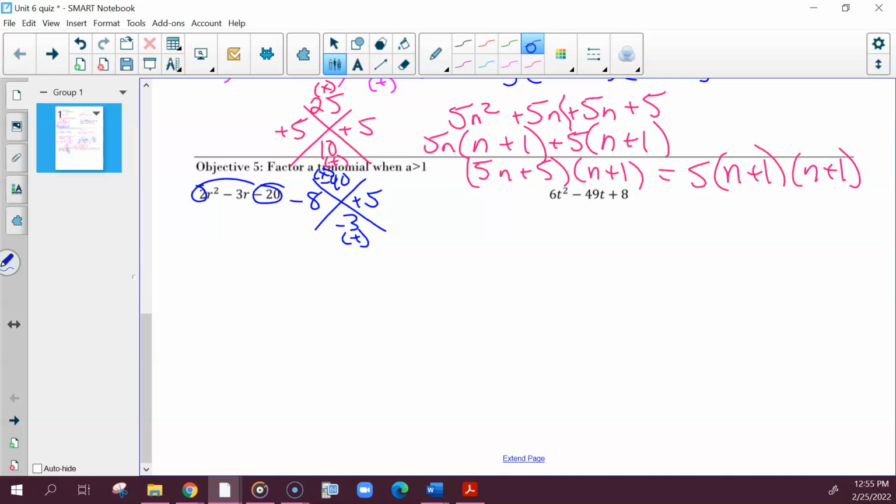So once we have those two numbers, first term stays the same, 2r squared. Take the two numbers you just found, put them in the middle. So minus 8, make sure it has a variable, r, plus 5 with an r, and then your last term, minus 20. Let's say you knew which one was positive and which was negative, but instead of putting negative 8 first, you put 5r, and then negative 8r? That would not change the final answer. It would change how you factor out the grouping, but that's okay because your final answer would still be the same.